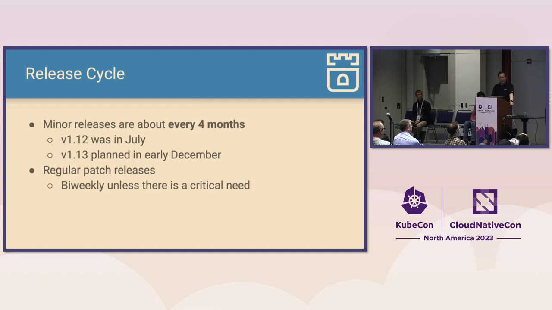But release cycle, so upstream, when do we release? We kind of shoot for about every 4 months, similar to the Kubernetes cycle. 1.12 was in July. 1.13, just with holidays and things coming up, kind of moved to early December. A little over 4 months in this case. But we do have regular patch releases where we shoot for biweekly. Unless there's a critical need, then we can ship that as soon as we need. Just our CI processes, we try and keep those streamlined so we can release whenever needed.